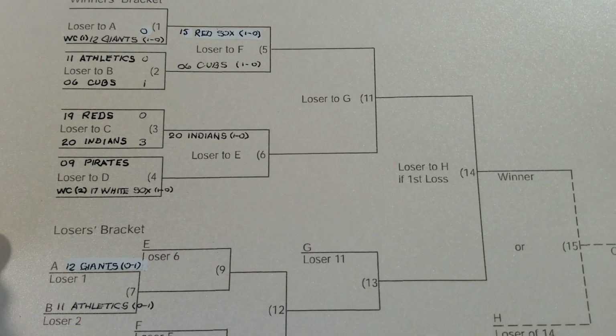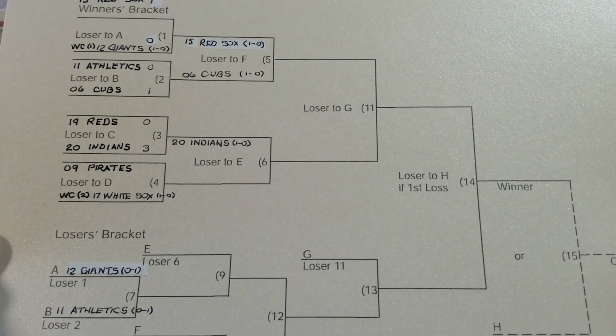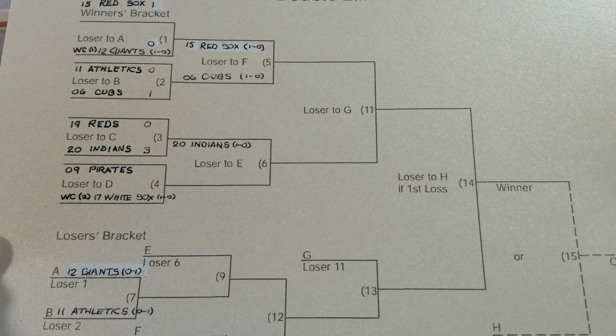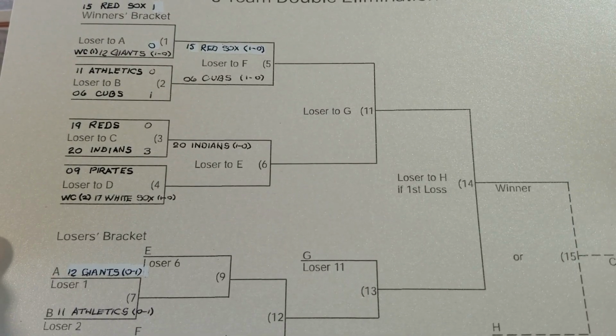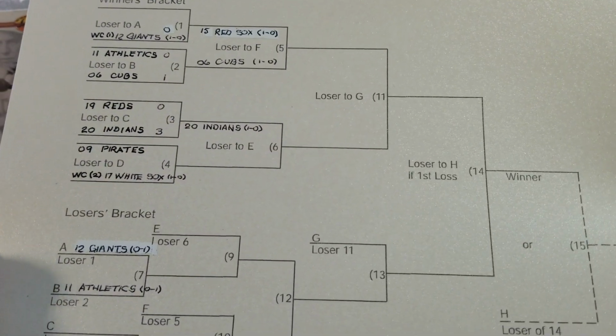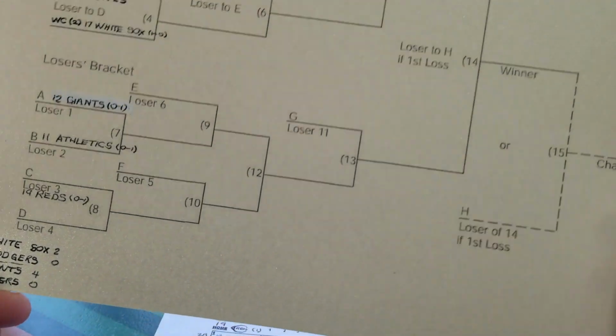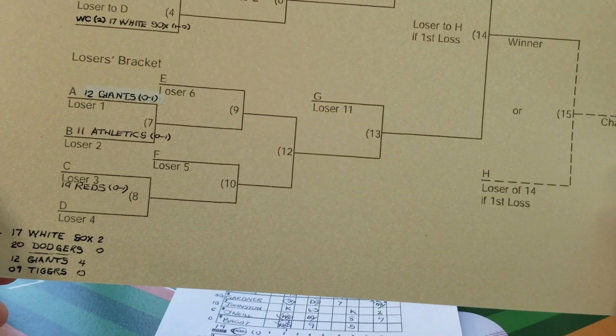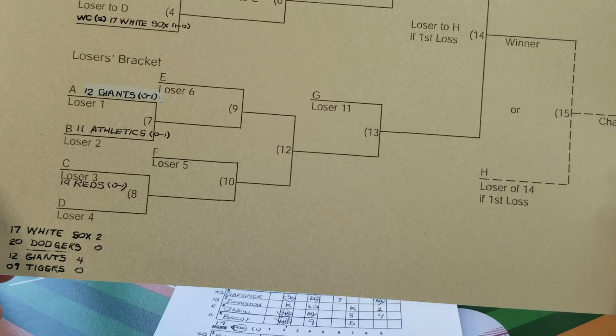They'll play the winner of tomorrow's game. Tomorrow's game will be the 1909 Pittsburgh Pirates of Honus Wagner. They will take on the 1917 Chicago White Sox, Joe Jackson. The losers today, the 1919 Reds, will go down to the losers bracket, and they will play the loser of tomorrow's game.